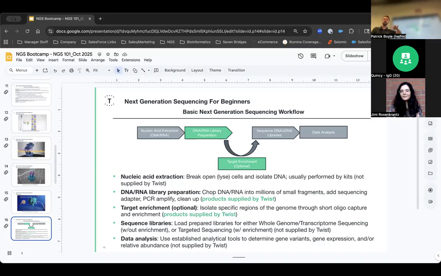So again, I'm sharing all this with you guys. Where I marked with the green is products labeled or products supported by Twist. Any questions there?